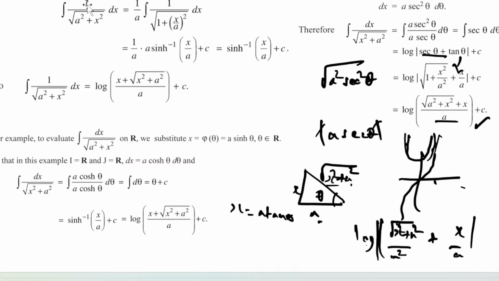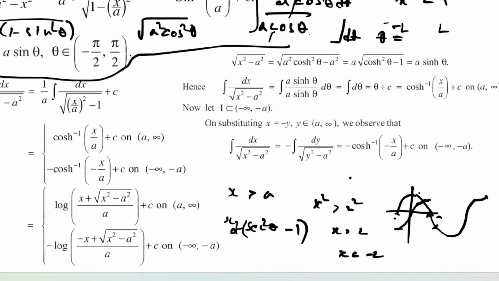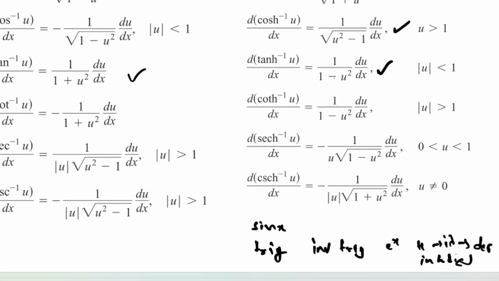This one, root of a square plus x square, we are able to do. Sin h inverse. Now root of a square minus x square. We can convert this into 1 minus x by a whole square, which is nothing but the regular sin inverse x by a. And root of x square minus a square, we can use cos h inverse. Where is our cos h inverse? This one.